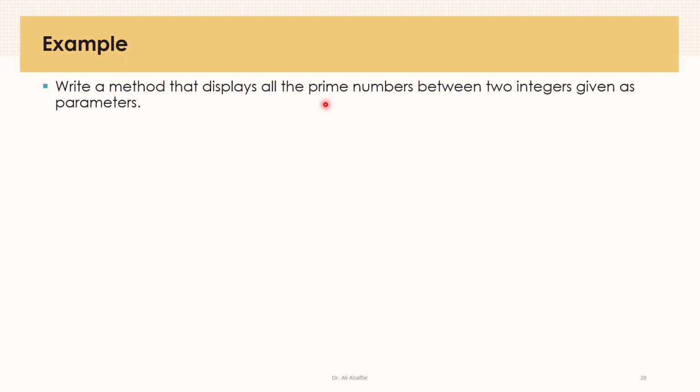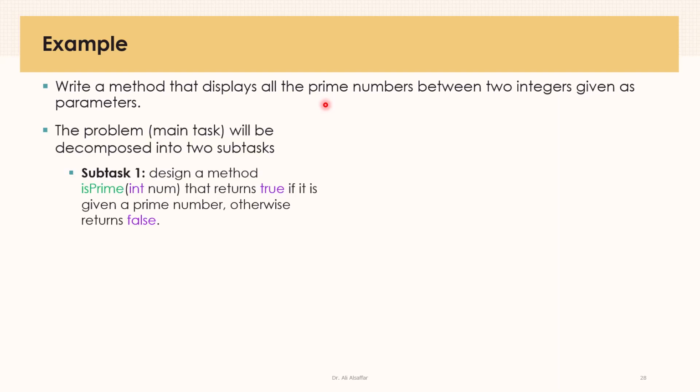Now to write this method as the main task, we will break the problem, or decompose it, into two subtasks. The first subtask: we are going to design a helping method called isPrime. The purpose of this method is to tell us, if an input parameter is given to it, whether that input parameter is a prime or not. If the input parameter num is prime, then it returns true, otherwise it returns false. So that means the return value for this method is Boolean.